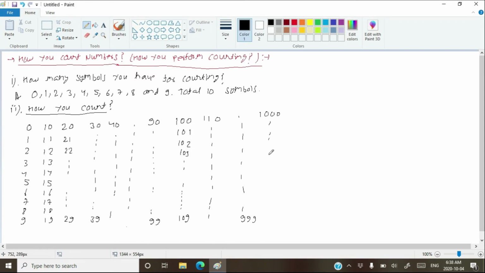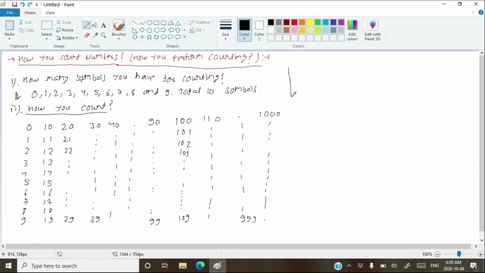And then again you continue the counting. Here, how many symbols do you have? You have a total of 10 symbols. And you are using only these 10 symbols to represent all the infinite numbers. Only these symbols are repeated to represent all the infinite numbers. Of course, there is nothing new in counting, but I just wanted to remind you how to count, because that is going to be used in this chapter.